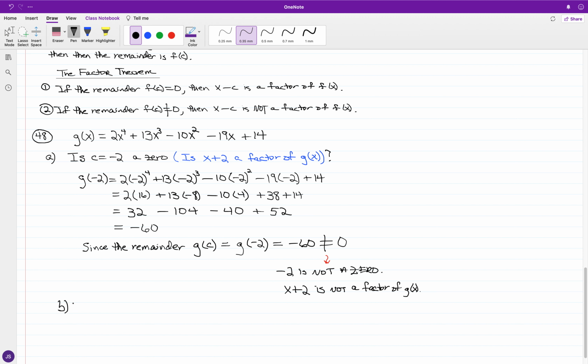Now for part B, we are determining whether c equals negative 7 is going to be a 0. Again, that's just another way of asking, is x plus 7 a factor of g of x?